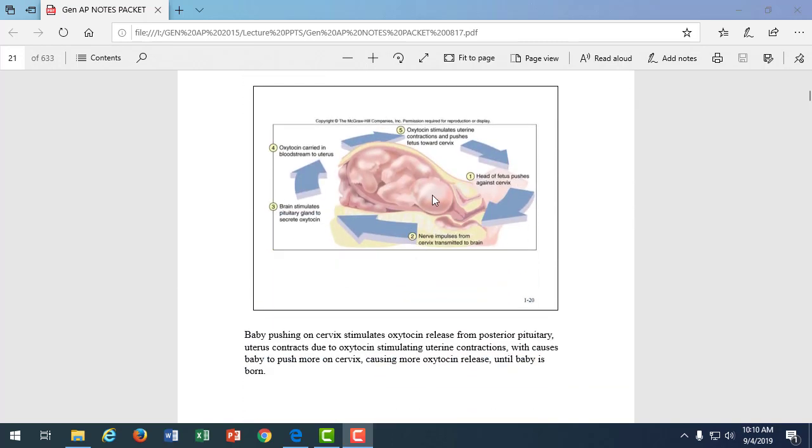So this is just an example of how that feedback mechanism kicks in. The pushing of the baby's head on the cervical canal causes oxytocin release, which causes contractions of the uterus, which causes more pushing, which causes more oxytocin release until baby's out. And the artificial version of oxytocin is pitocin, and we give that in the hospital.